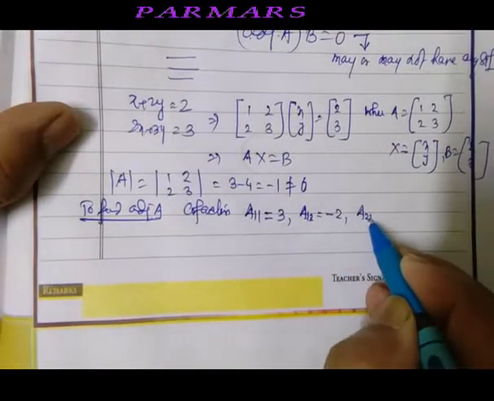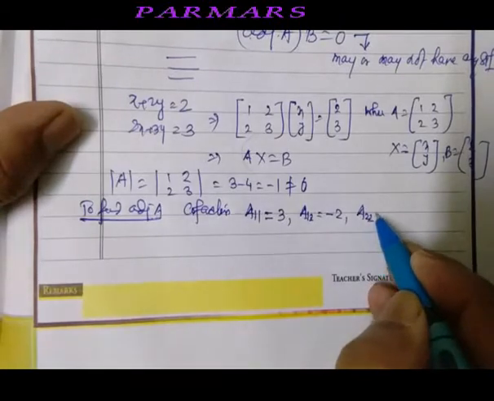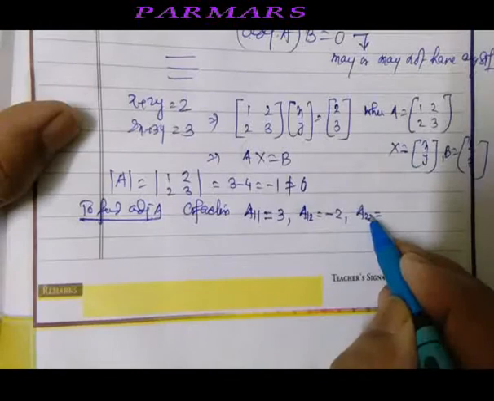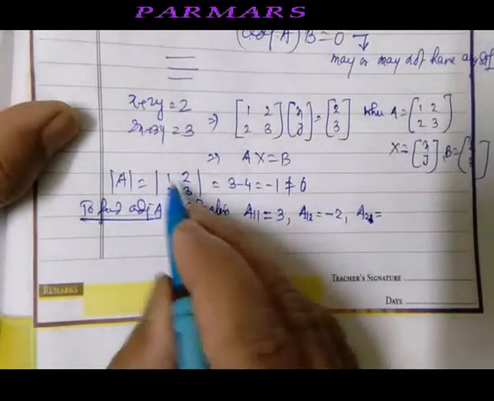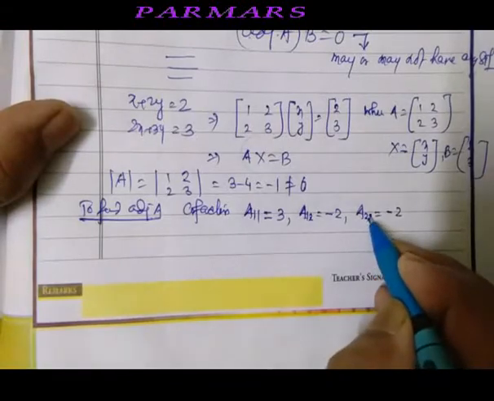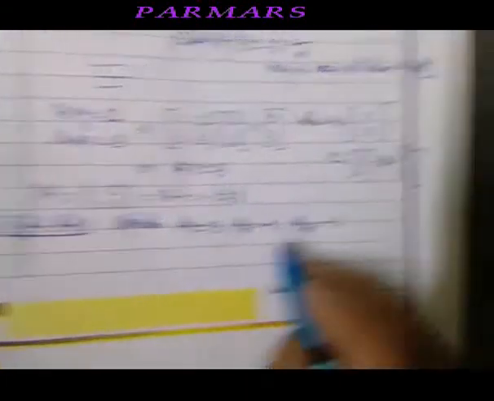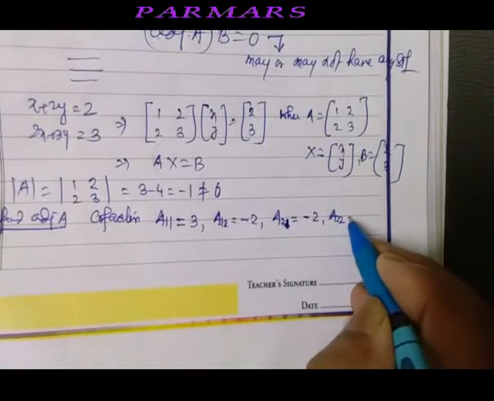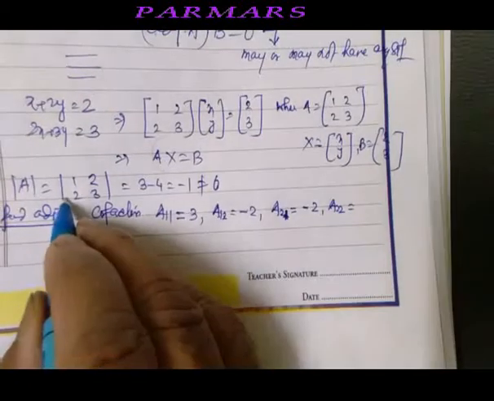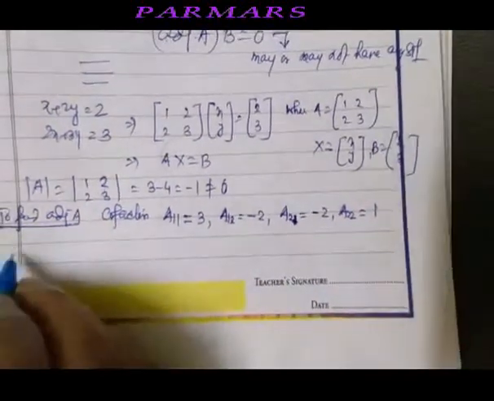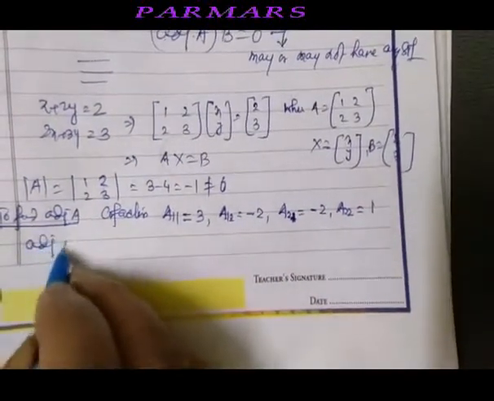A21, this is sum of these two is odd, so minus. Second row and first column, we are left with 2, minus, because sum of these two is odd number. And last one is A22, जो भी हमने कहा था, it's positive. Deleting second row as well as second column, we will get 1. Very simple.